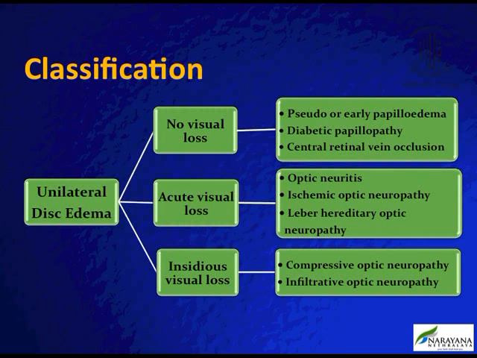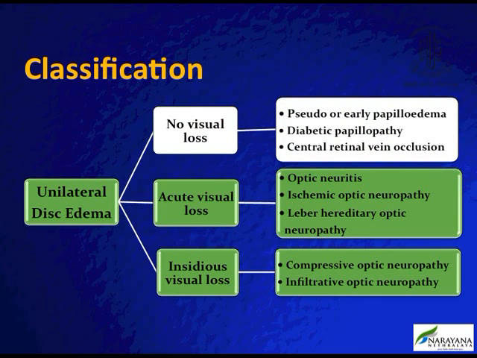Before I move on, I'd like to differentiate any unilateral disc edema on the basis of the visual loss into three categories: if there is no visual loss, if there's acute visual loss, and insidious visual loss. So in a case where there's a unilateral disc edema and you don't have any visual loss, we look at three possibilities. One, it could be a pseudo papilledema or an early papilledema, as Dr. B.V. Rao and Dr. Nikhil have emphasized. It could be diabetic papillopathy or a CRVO in the early stages without macular involvement.